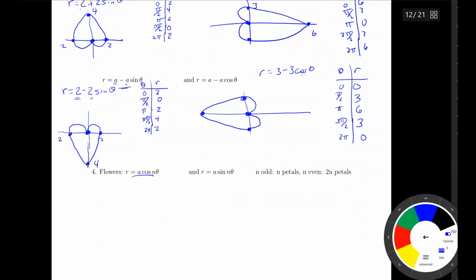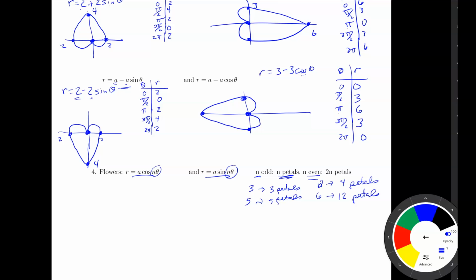All right, these are the flowers. Notice there's multiple angles on the inside. If this number n is odd, I get that many petals. So if I have 3, I'm going to have 3 petals. If I have 5, I get 5 petals. If n is even, so if n is equal to 2, I have 4 petals. If I have 6, I get 12 petals. So that's the number of petals in each of the flowers.